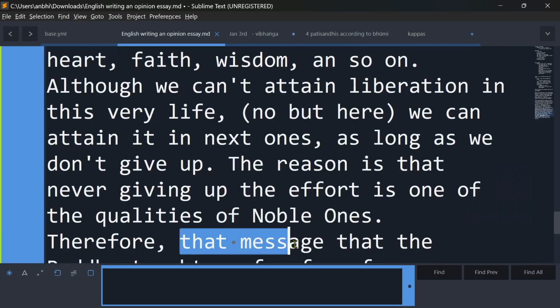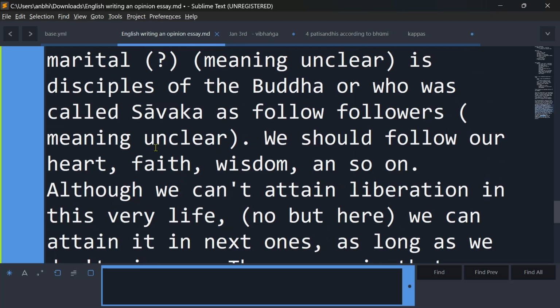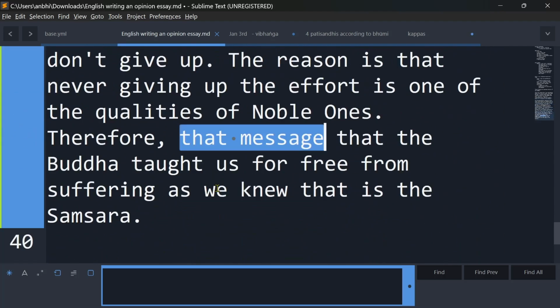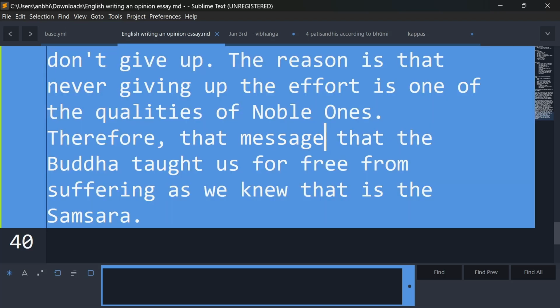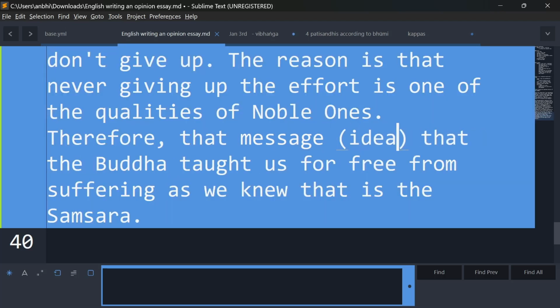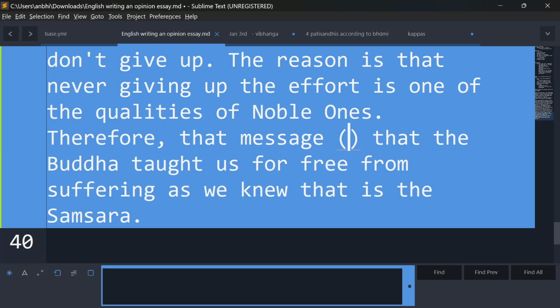Therefore, comma, right? That message, he's referring to something. That message may be something that was previously mentioned, you see? But maybe message is a strange noun over here. That message, maybe that idea. He referred to that message that the Buddha taught. That message that the Buddha taught us for freedom from suffering, as we knew, that is the samsara. Difficult to understand, no?